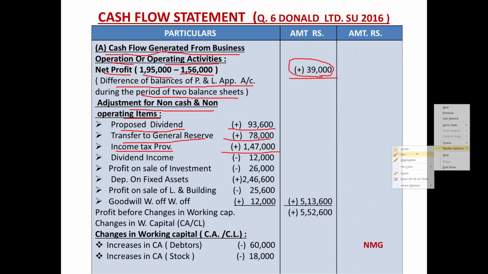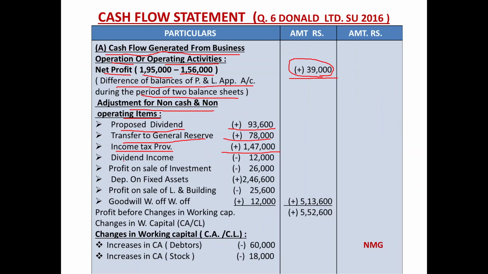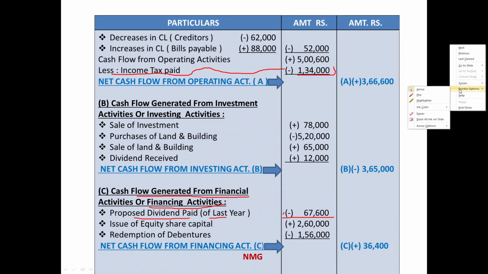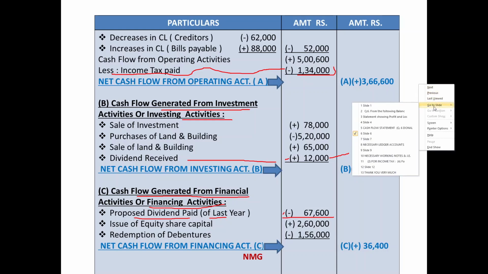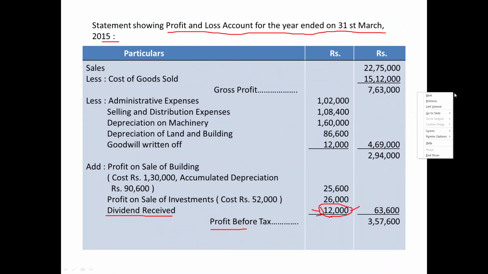Title A, cash flow generated from business operation or operating income, dividend income minus 12,000, and we will report it under Title B, investing activities. Cash flow generated from investment or investing activities, dividend received plus 12,000. So we deducted it from profit under the first title because the nature was non-operating and related with investment and investing activities. So under Title B we have reported it as a cash inflow, plus 12,000. Once again, the profit and loss account, reading after dividend.